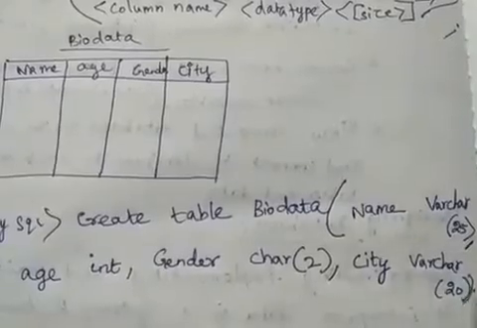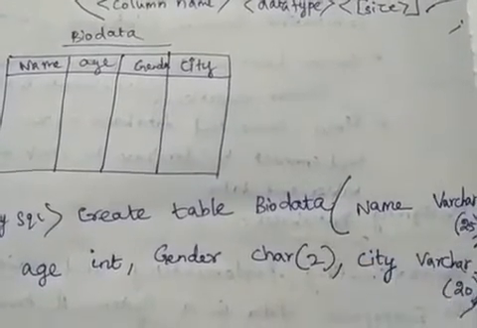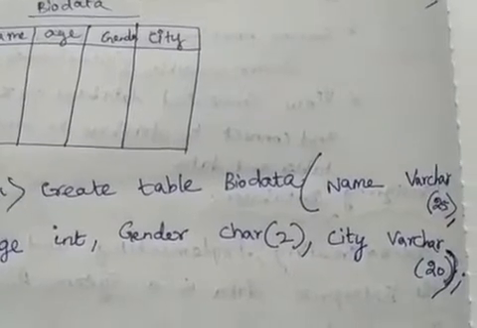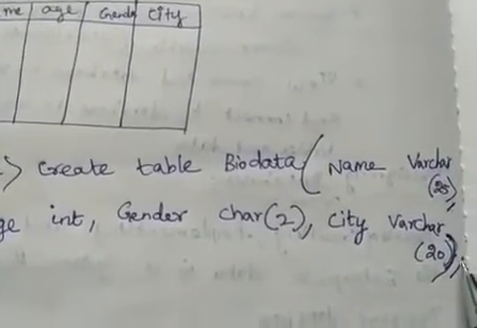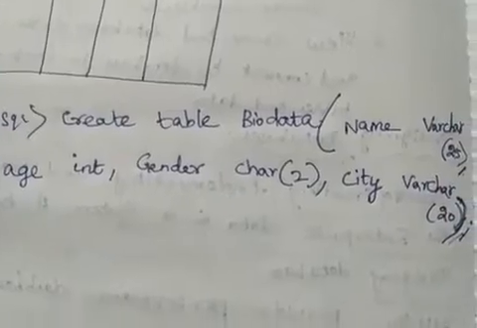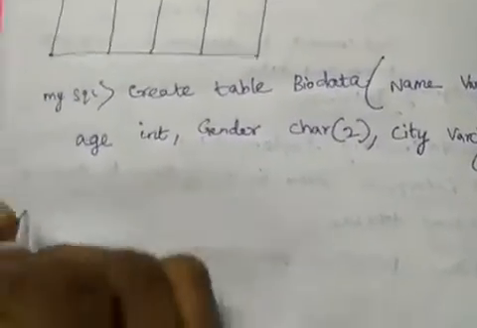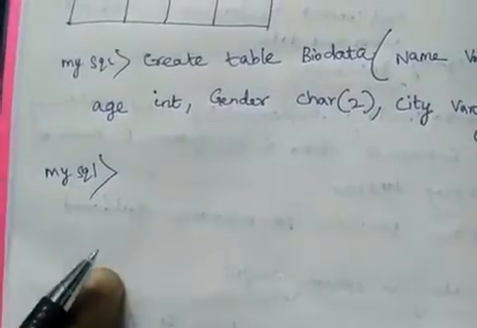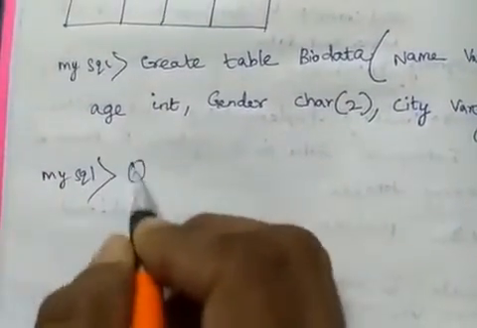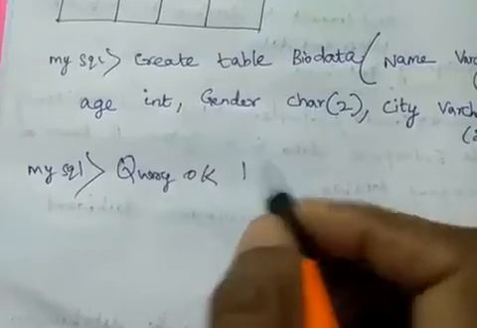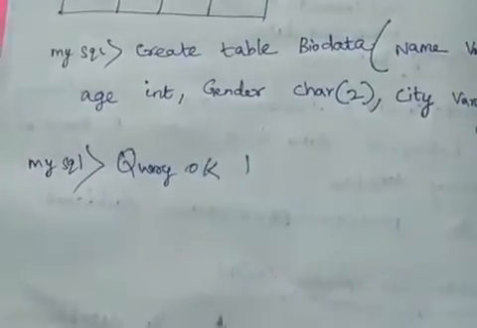So we have to close the parenthesis. Here we have opened it, so we have to close the parenthesis and add a semicolon. The terminator we have to use. Separator, comma; terminator, semicolon. So after pressing the enter key, the output will be, "Query OK." One row affected or table created, like that the output will be displayed.